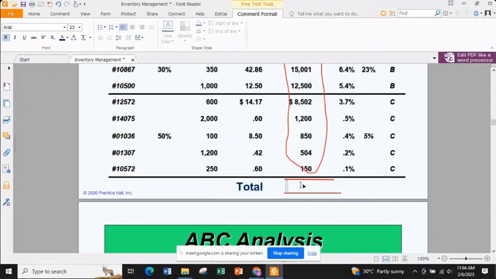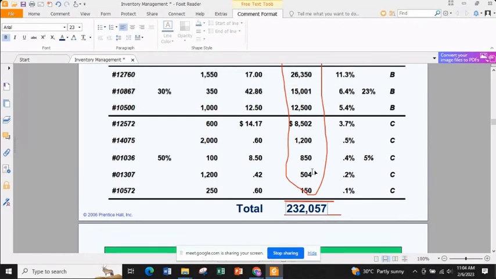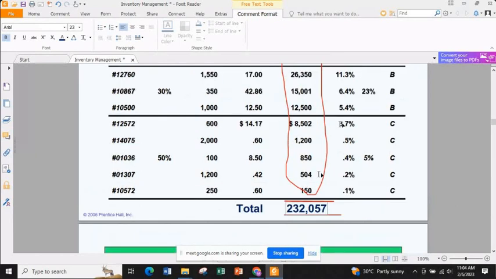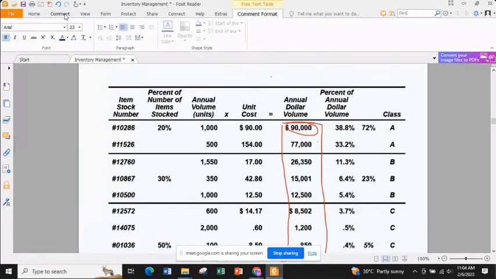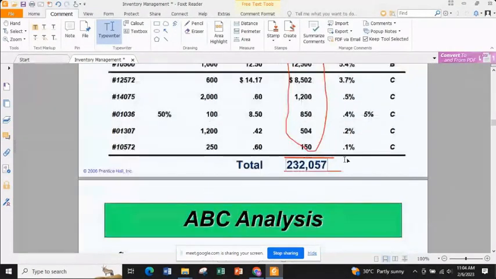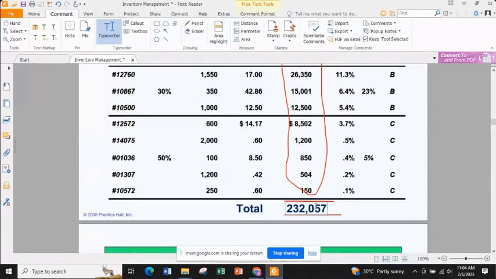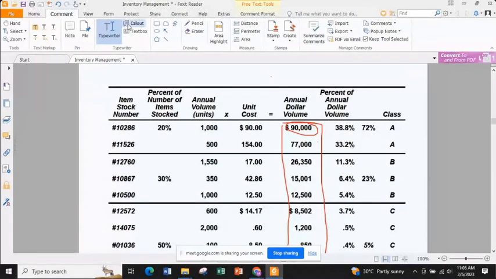$21, if you count. I get this: 2,3,2,057. So this is the total annual dollar volume. So when you convert to the percentage, 90,000 divided by the total, you get this value, 38%.